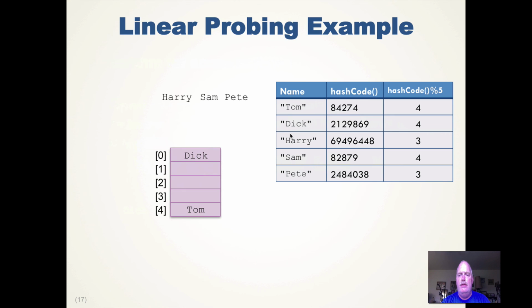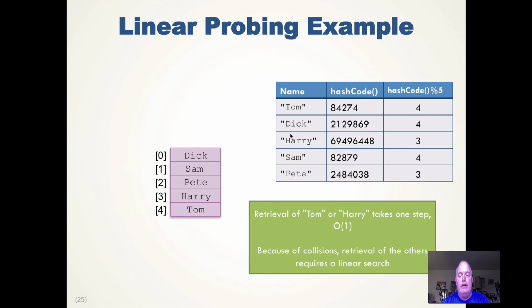Harry has an index of 3, so we just slide him in. Sam has a 4, Tom's already there, increment, mod 5, there's something there, so now we stick Sam in there. And then Pete, who has a 3, slides off, we increment to 4, we go to 0, we go to 1, and then we stick it in.